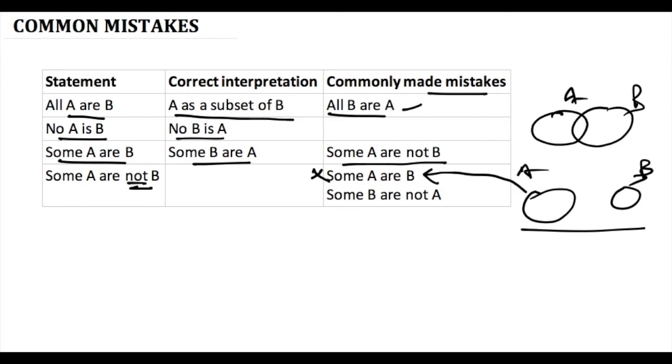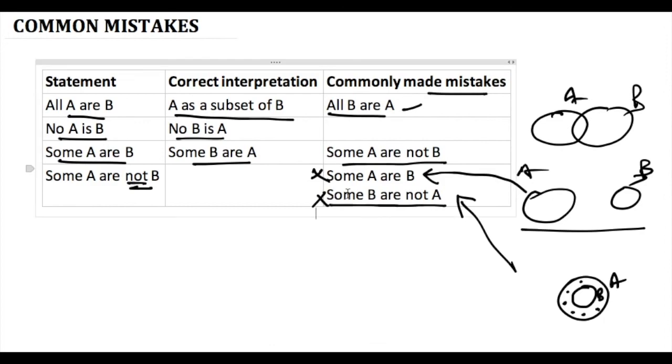The second one is some B are not A. This is a wrong interpretation because of the following Venn diagram. Some A are not B can also be represented as this, when all B's are A's, because there are some A's right here which are not B's. So this says that some B are not A, but this subcombination proves this statement wrong. Therefore, this is also a commonly made mistake when you're talking about some A's not being B's.